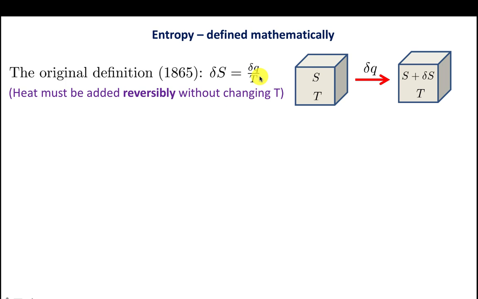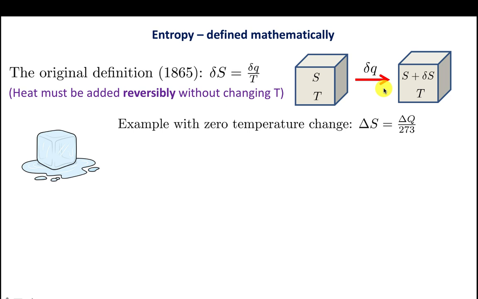The only condition is that the heat must be added reversibly, which means that you can go from this situation to that situation or back, and this can be done if you do it slowly enough. So you could add a finite amount of heat in small steps. But let's take an example now where this doesn't have to be some huge body.